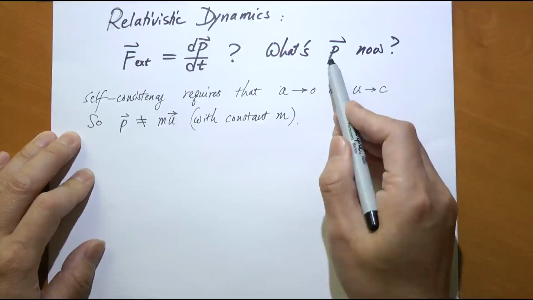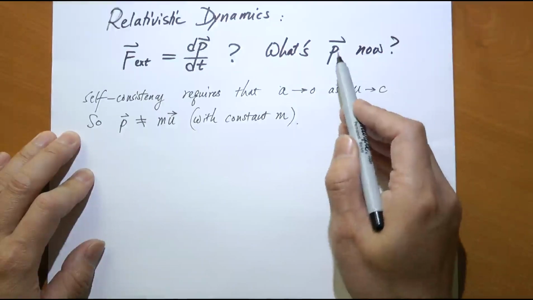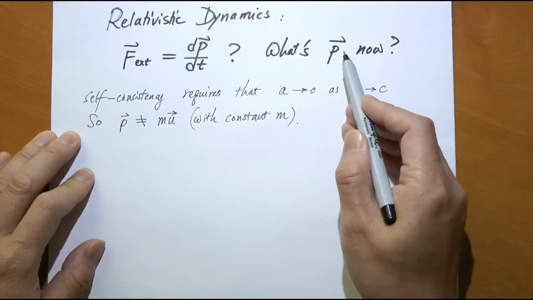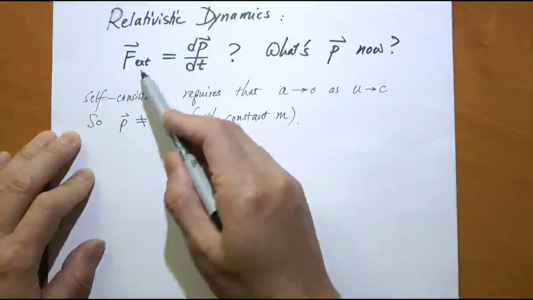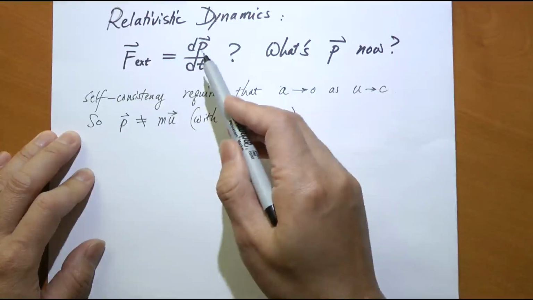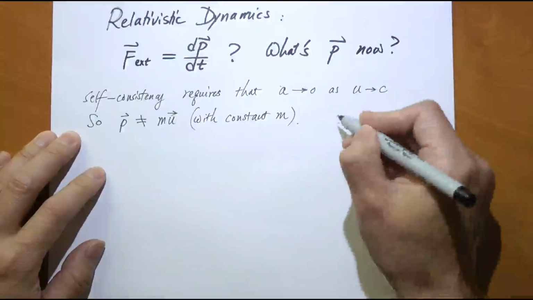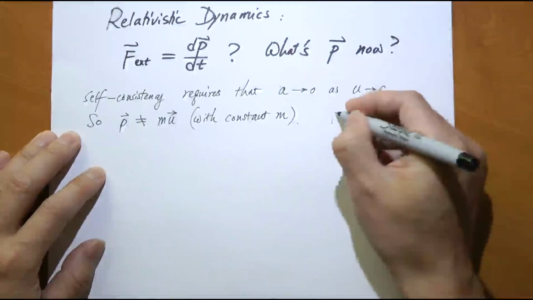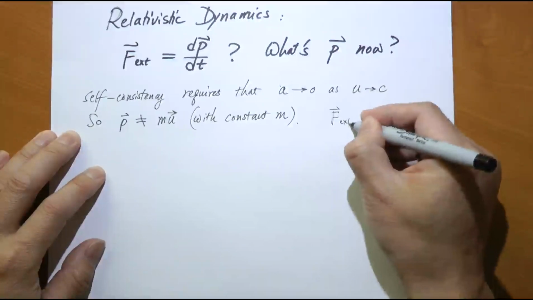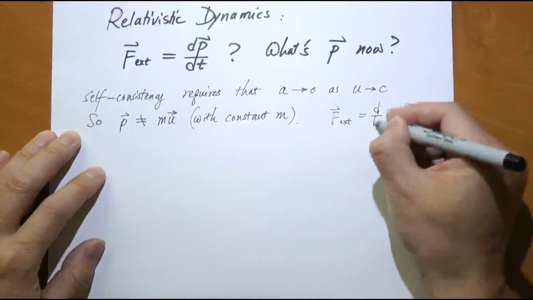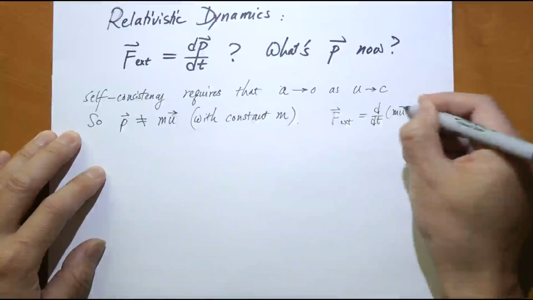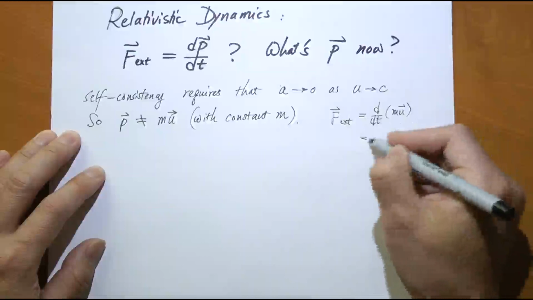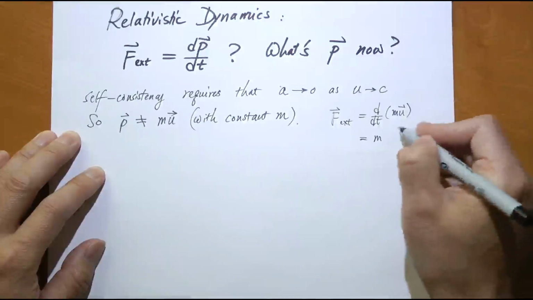If P remains equal to mu, with m being the fixed mass of that object, then of course F external becomes mass times acceleration, okay? Because, as we learned before, this is just d/dt of mu, and since m is a constant, I can take it out. What's left is du/dt, or a.